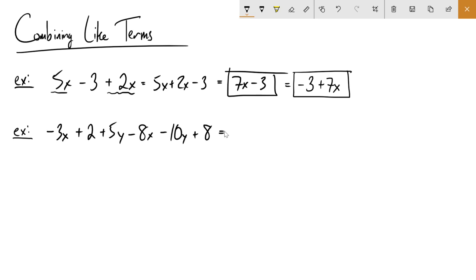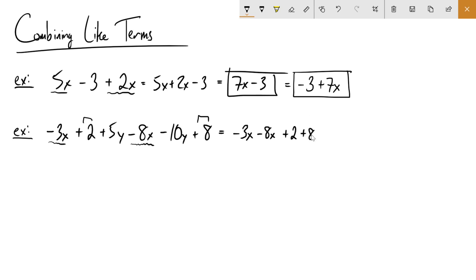So for example, I have a minus 3x, but I also have a what out there? So there's a minus 3x here, but there's also a minus 8x. So when I combine them, I need to realize they're both negative. Okay. And then we have a 2, but we also have a what?